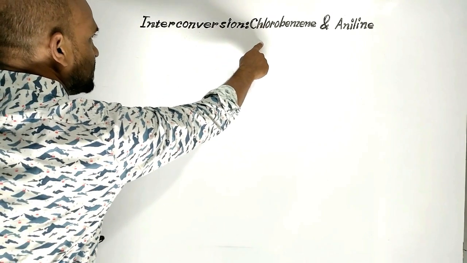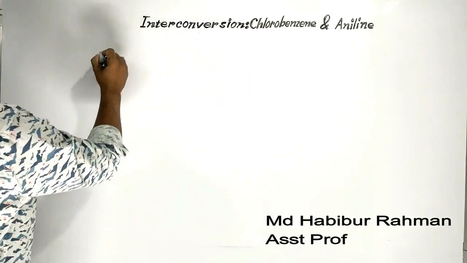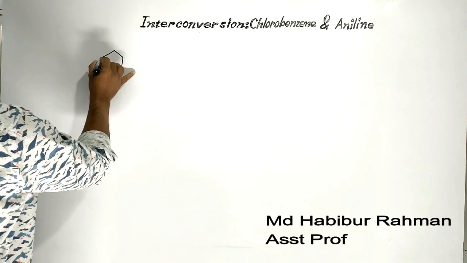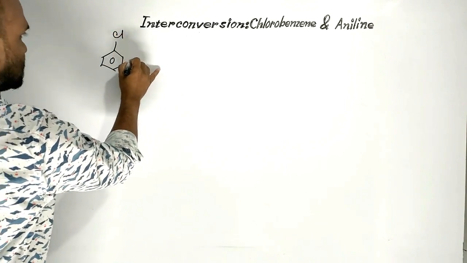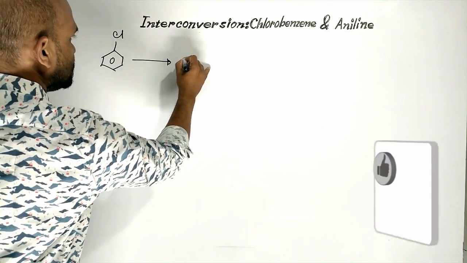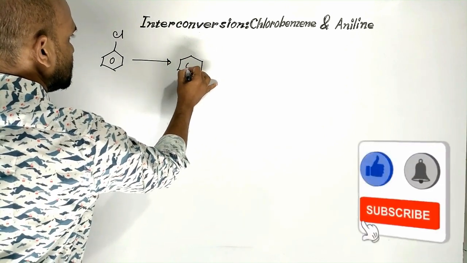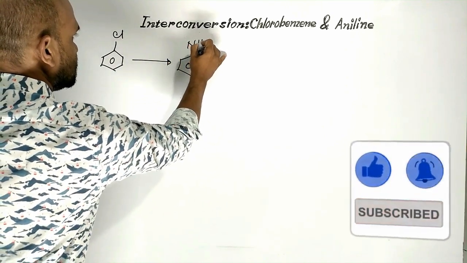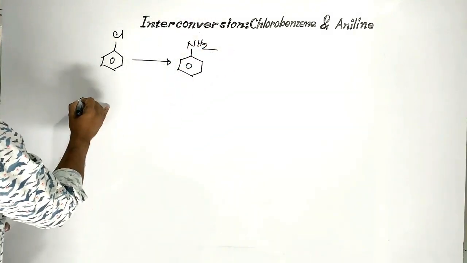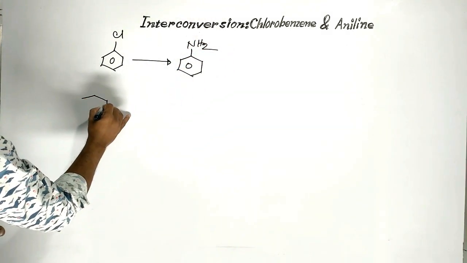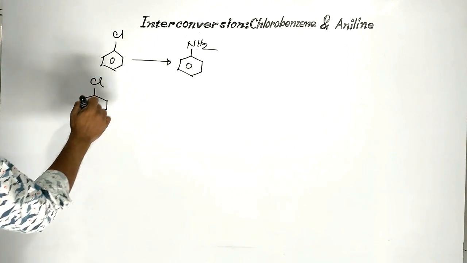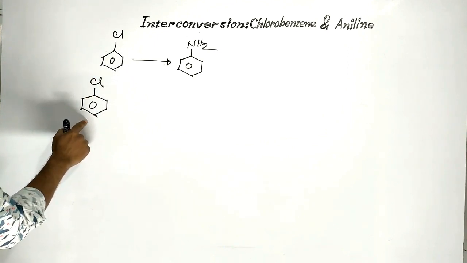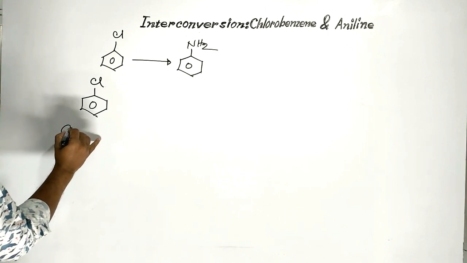Interconversion of chlorobenzene and aniline. First of all, chlorobenzene to aniline. Only the step. This is phenyl chloride or chlorobenzene.